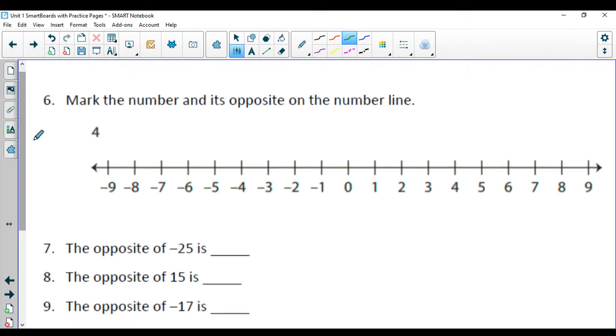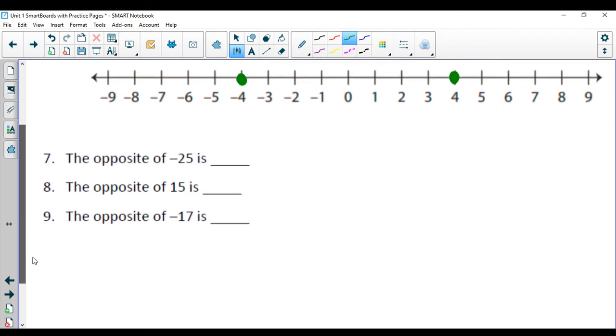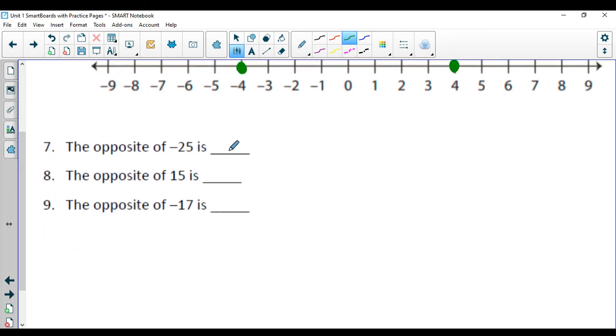Question number 6, you're just marking the number and its opposite on the line. My number is 4, and the opposite then is going to be a -4. 7, 8, and 9 are just asking for opposites, which remember are just positive and negative of the same number. So if we have a -25, our opposite is a +25. +15 is a -15. And a -17 is a +17 then.